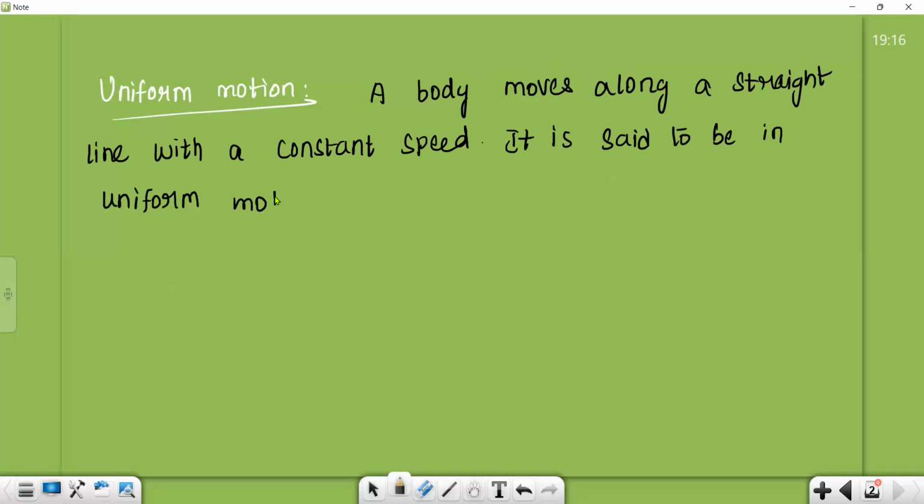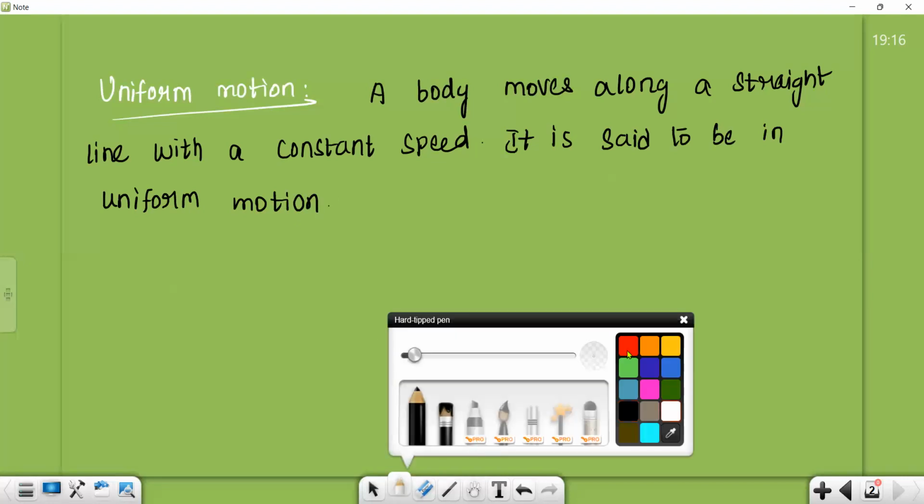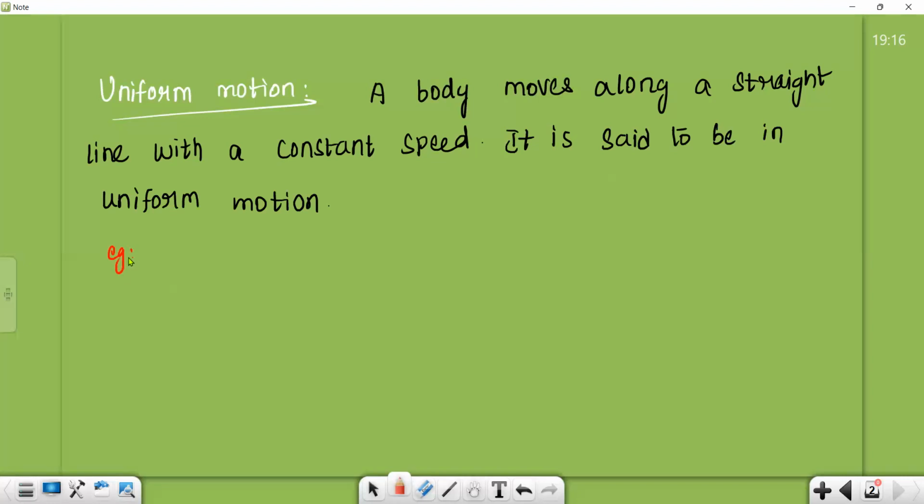Did you understand what is uniform motion? Suppose, for example, you can write here, a car is running at a constant speed of 10 meter per second. So for every second it is traveling 10 meter.